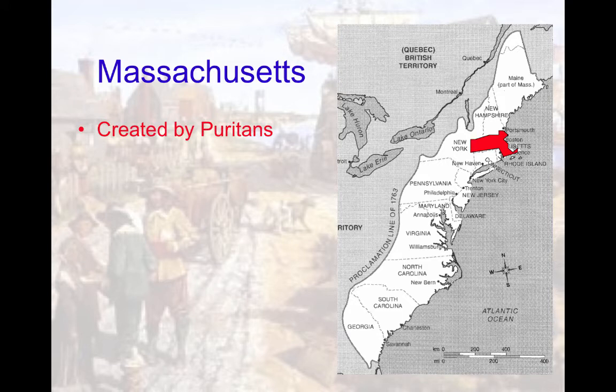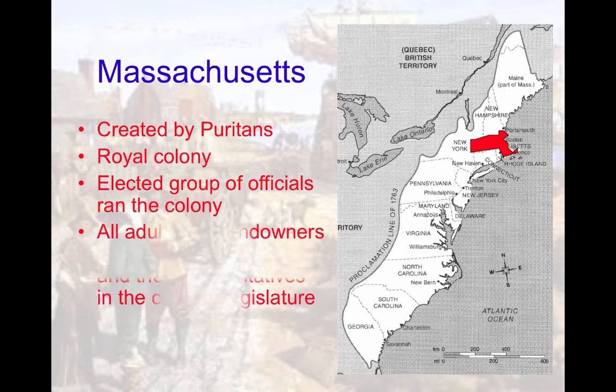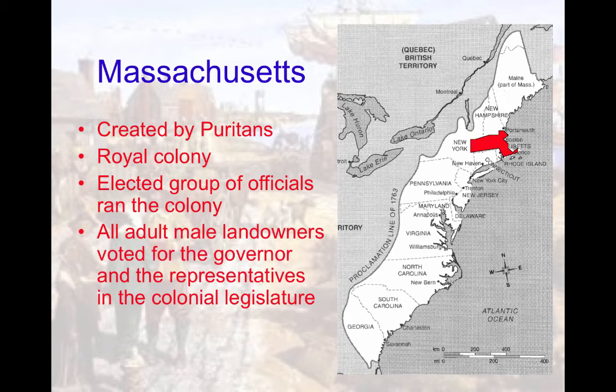Now we want to talk specifically about each of the colonies within the New England region. And we're going to start with Massachusetts. It was created by Puritans, but it was actually a royal colony. Now how all that works, I'm not certain, but they did get permission from the king to come over here and establish a colony. They elected a group of officials that ran the colony, and in order to vote, you had to be an adult male landowner, in which you voted for the governor of the colony and the representatives.